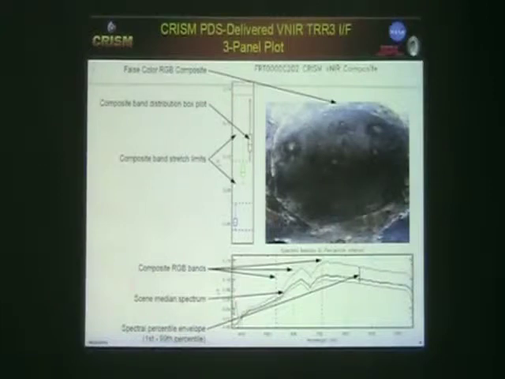So this little three panel rendering is one way that you can get a handle, in kind of a snapshot, of the information content of the CRISM observation.